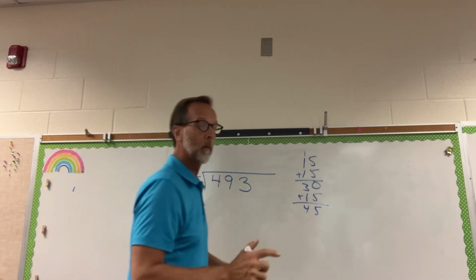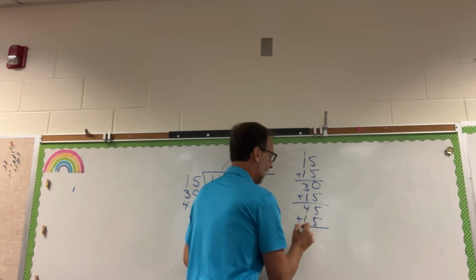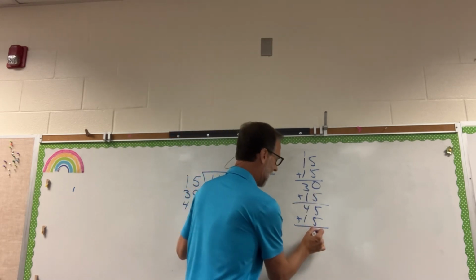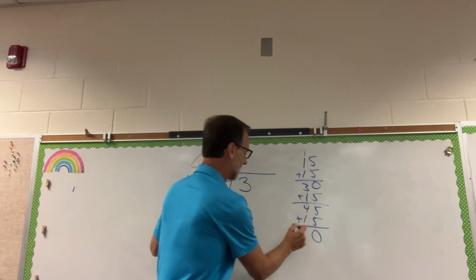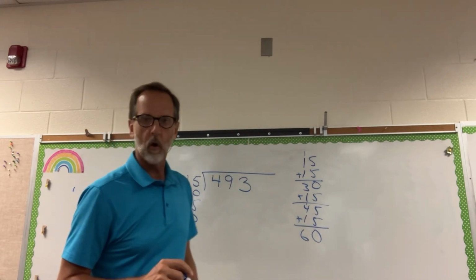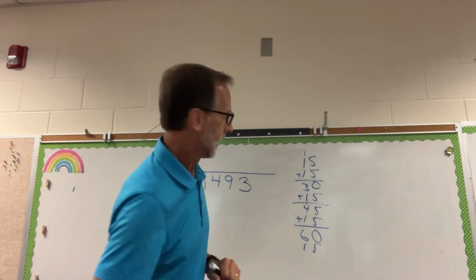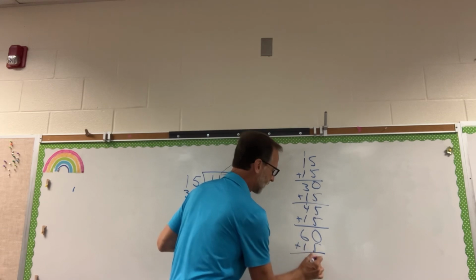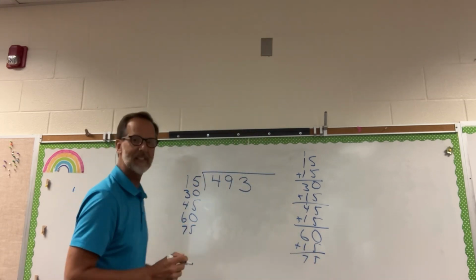I'm going to go back. Remember, I want the first 5 multiples. I'm going to put another 15 here. 5 and 5, 10. Make sure you regroup your 1. 1 and 4 is 5. 5 and 1 is 6. So I get 60. And we're going to do one more. I'm going to put a 15 here. 0 plus 5 is 5. 6 and 1 is 7. So my fifth multiple is 75.